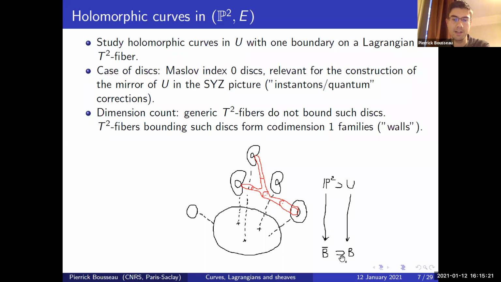Okay, so these things are my starting geometrical objects. This curve with one boundary component living inside U and which has a boundary on a torus fiber. And here on this picture, I draw a disk, but for later purposes, I would also consider higher genus curves. So higher genus curves, so I would have some holes in this picture, but still with a single boundary.